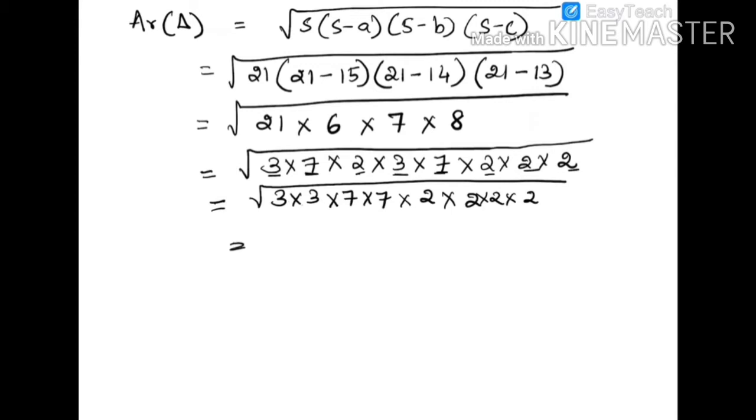So now these numbers can be written out of the square root as 3 into 7 into 2 into 2. On multiplying, these numbers will give 84 centimeters square as area of this triangle.